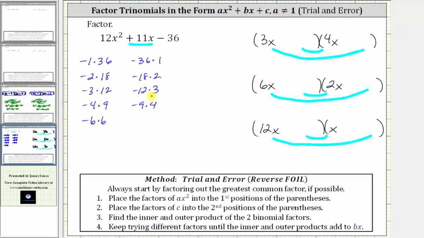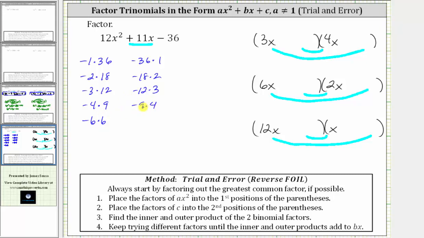So we do have a lot of factors to try, but keep in mind, when we place these factors into the binomial factors, none of the binomial factors can have a common factor other than 1, because if it did, there would have been a common factor other than 1 in the original trinomial, which means you don't have to try negative 6 and positive 6, because if we did use these factors, notice how at least one of the binomial factors would have a common factor other than 1, which can't happen, again, because we don't have a common factor other than 1 in the original trinomial. So we can go ahead and forget about these two factors, and let's try the negative 9 and positive 4.